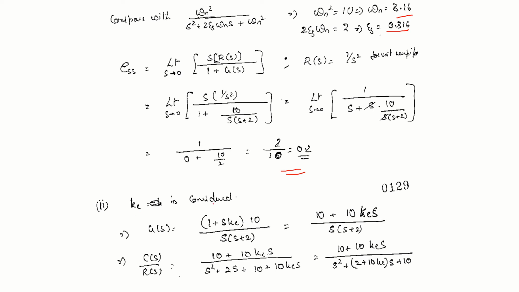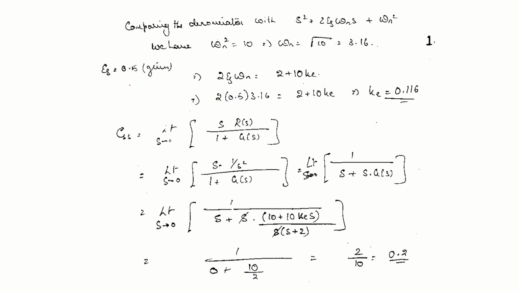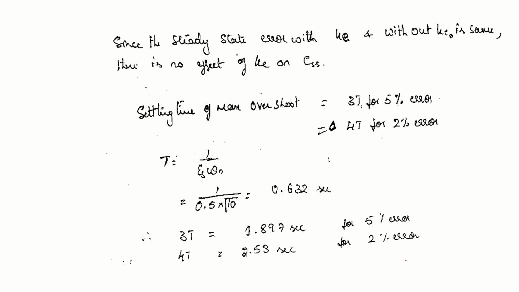Now let us consider KE. Now G of S will change. Accordingly find C of S by R of S. Again omega n is 3.16, but 2 zeta omega n is 10 plus KE, so zeta is given, and KE can be found out, 0.116. Now again you find the steady state error here. So in both the cases we have got the same steady state error. There is no effect of KE on steady state error.